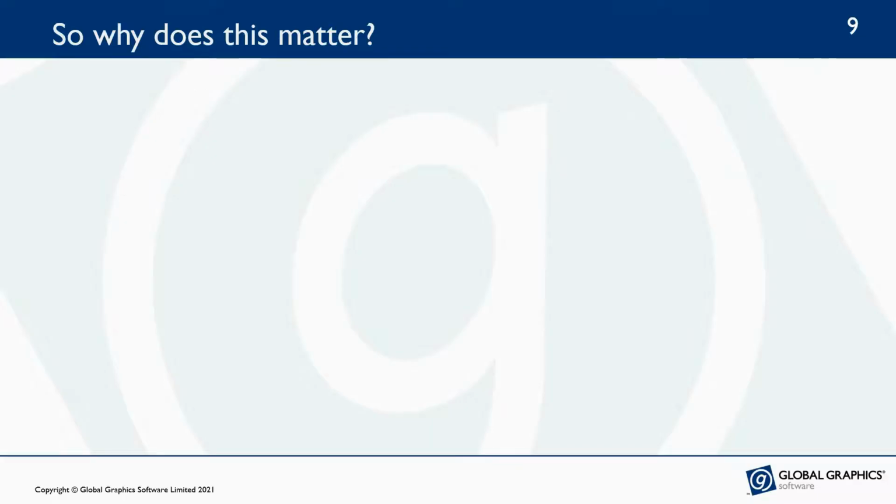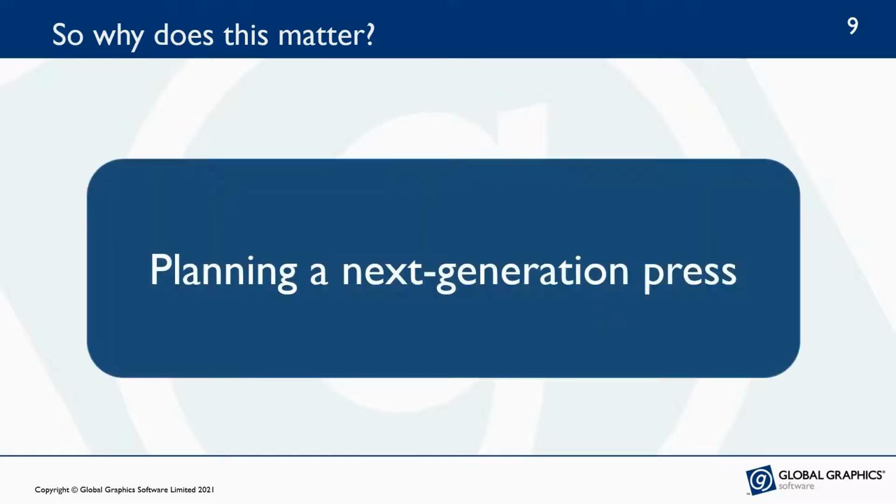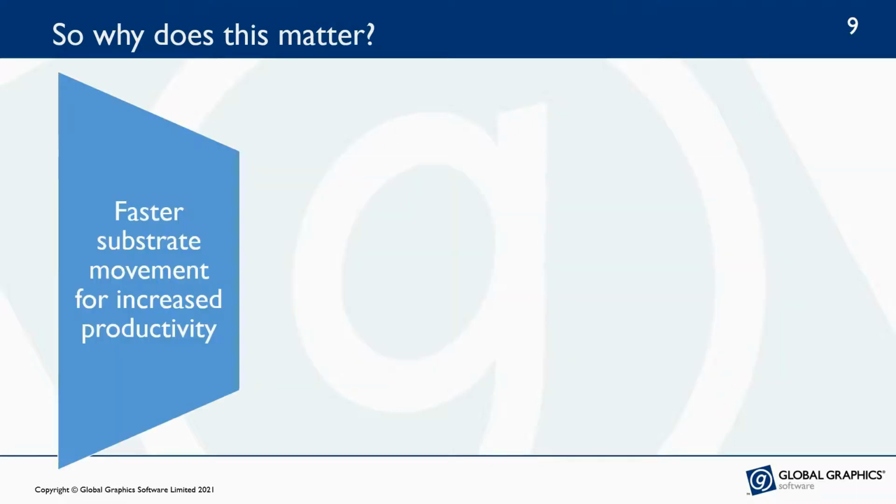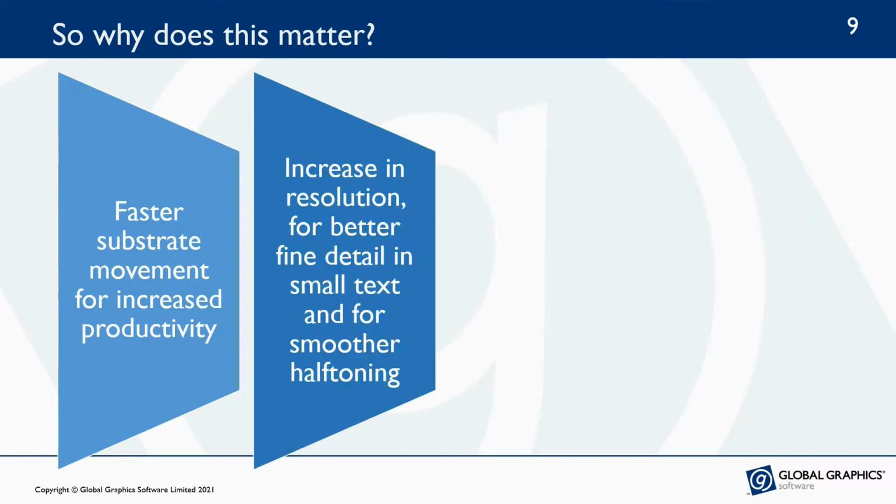So why does this matter? Well, obviously the engineers who build DFEs and interface boards for digital presses need to know this stuff. But why should anyone else care? The most obvious and common situation where it's valuable is when a digital press vendor is planning a next generation press. Product marketing will talk to a lot of current and prospective customers, and very often they'll decide that the new press must run faster to get more work through per shift, print at a higher resolution.